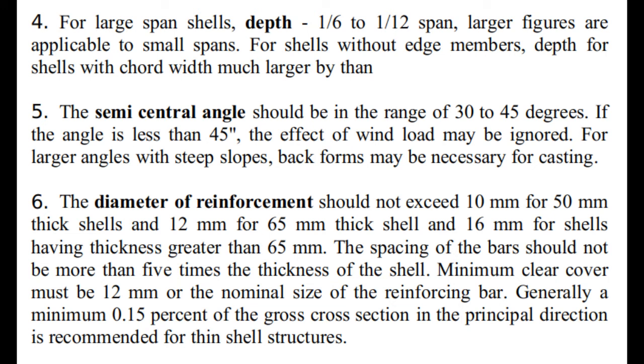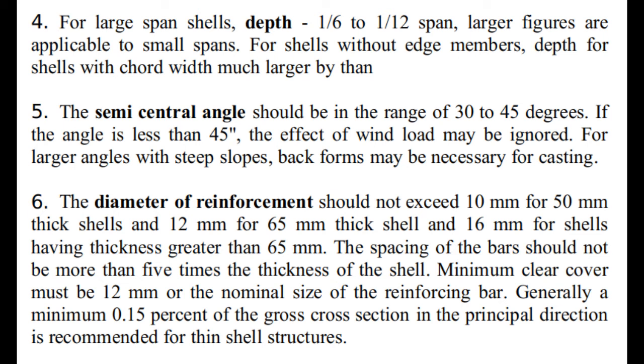Now for shells without edge member, the semi-central angle should be in the range of 30 to 45 degrees. If the angle is less than 45 degrees, the effect of the wind load may be ignored. For larger angles with steep slopes, back forms may be necessary for casting. The diameter of the reinforcement should not exceed 10 mm for 50 mm thick shells and 12 mm for 65 mm thick shells, and 16 mm for shells having thickness greater than 65 mm.